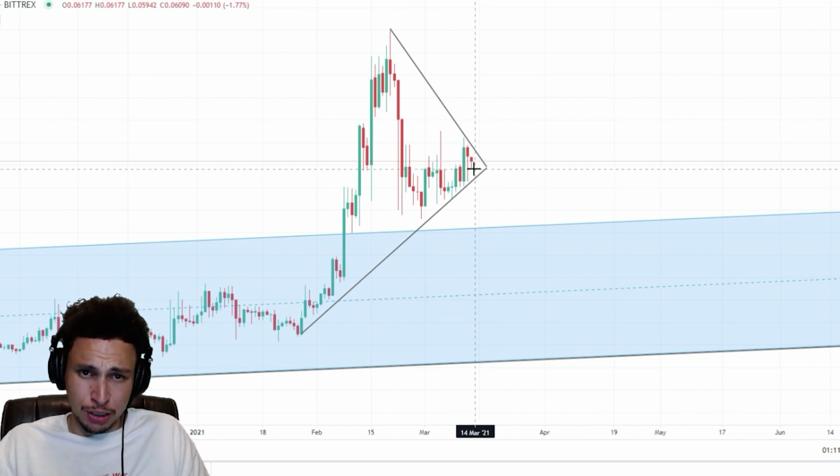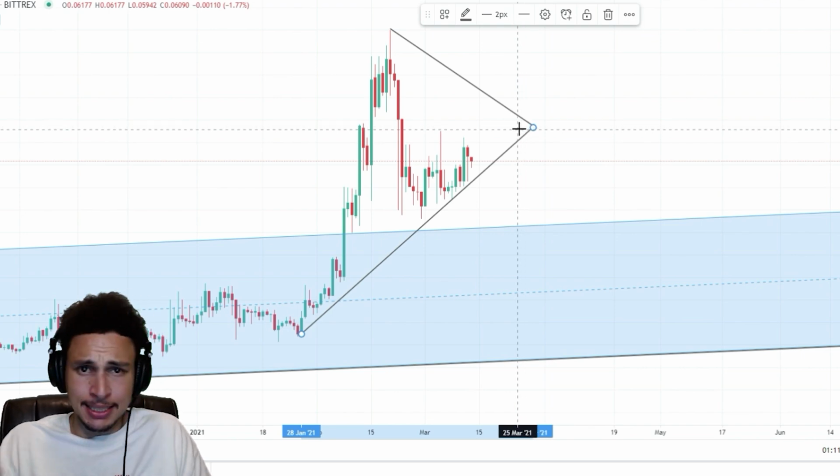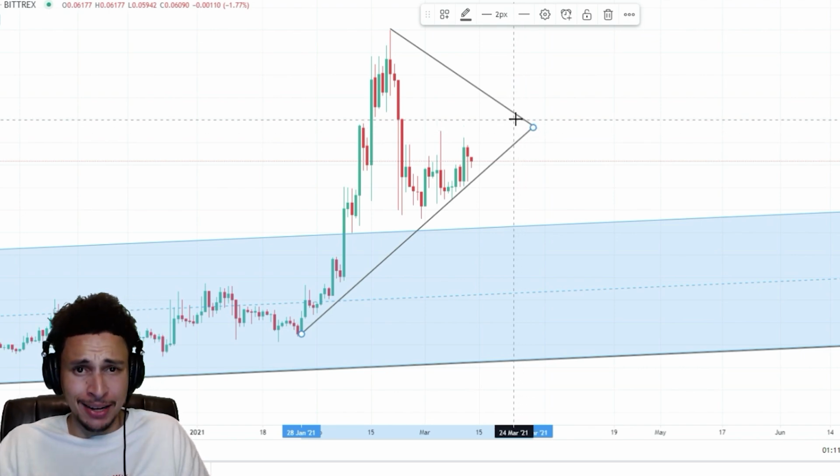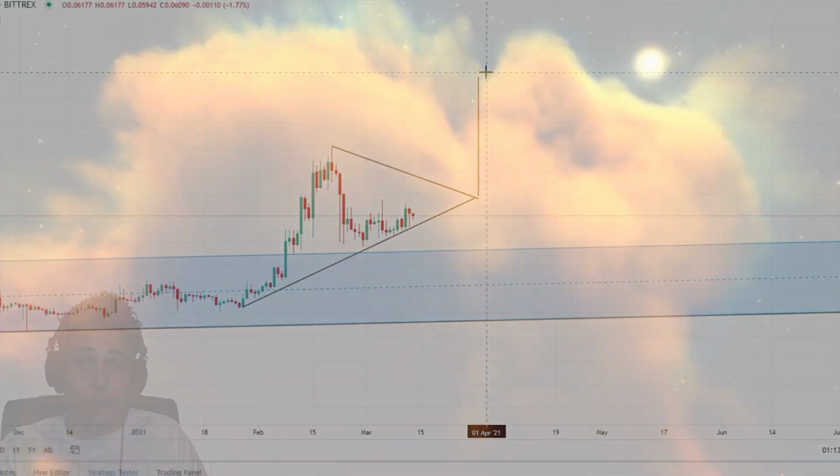So whether the breakout of this move occurs on the 16th of March or more towards the end of March, the message is still the same. Digibyte should be moving higher, not financial advice. Let's just do a measured move. Within the next 2 weeks or so, I'm looking at Digibyte hitting somewhere around 12 to 15 cents.